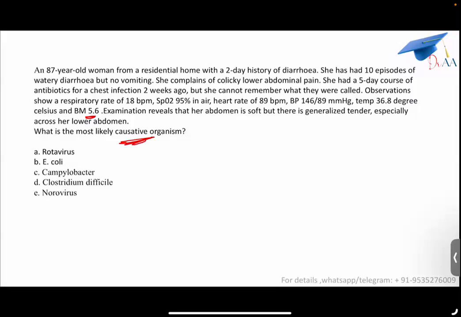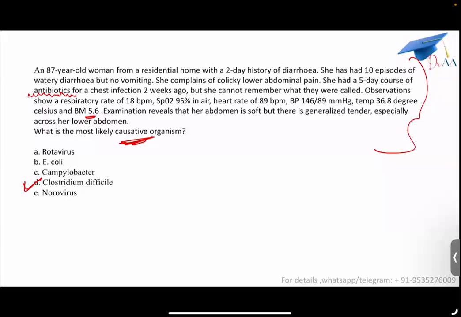What is the most likely diagnosis? Clostridium. Whenever they mention a history of antibiotics, Clostridium difficile should be the first differential diagnosis you think about.